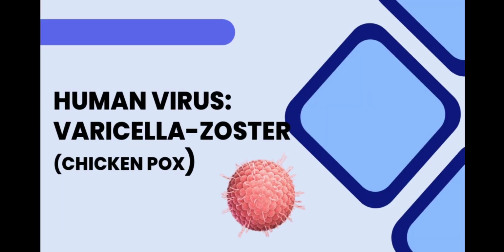Let us start with the human virus named varicella zoster virus, or chickenpox. Chickenpox, also known as varicella infection, is the primary infection caused by varicella zoster virus. It is a highly contagious disease, most commonly seen in children under 10 years old. Chickenpox is usually a mild, self-limiting illness, and most healthy children recover with no complications. Adults tend to suffer more severe disease than children.